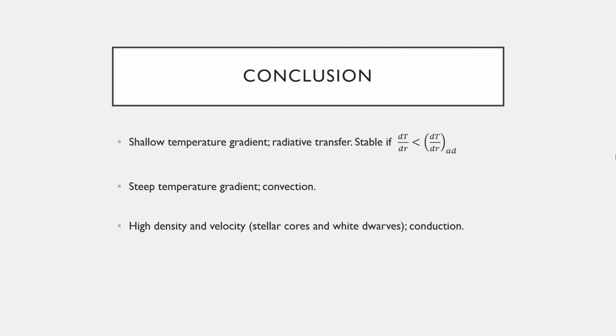To conclude, if we have a shallow temperature gradient and the temperature gradient is less than the adiabatic temperature gradient, energy is transported via radiative transfer. This is the most common form. If we have a steep temperature gradient and the right density conditions, convection becomes the dominant form of energy transportation. In high density sources, like white dwarfs, conduction becomes the dominant form of energy transport in the star.